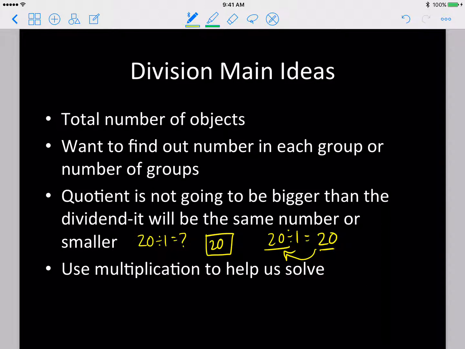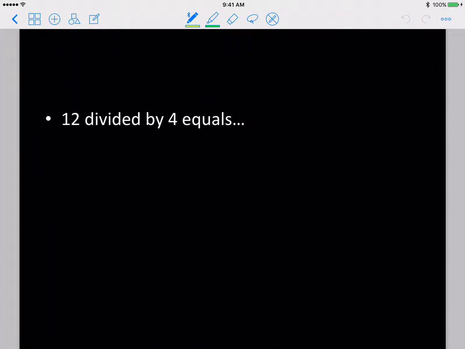Also, we want to use multiplication to help us solve. So multiplication we learned first. Multiplication facts seem easier to kind of understand and learn. So we want to use those facts to help us. Multiplication and division are related, similarly to how addition and subtraction are related. Okay, so I'm going to show you a fact family in just a minute with multiplication and division, but we're going to do this example first.